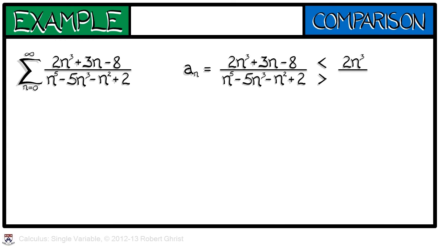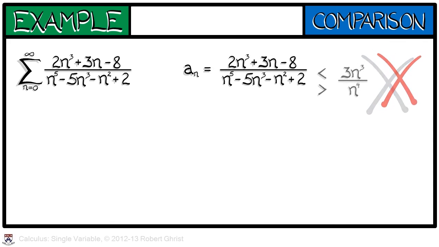Let's say 2n cubed. No, that's not going to work because we've got the 3n. Let's say 3n cubed. That will do the job. The denominator, well, we can bound from below by 2n to the fifth. No. n to the fourth. No, that's not going to be good. That gives us a harmonic series for the b sub n. That diverges. This gets very complicated. Maybe the comparison test is the wrong one.